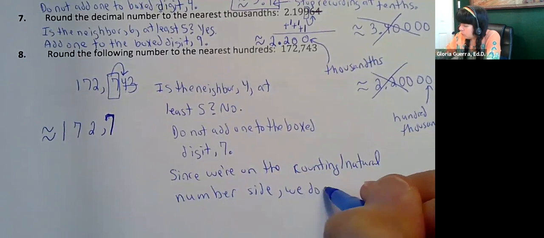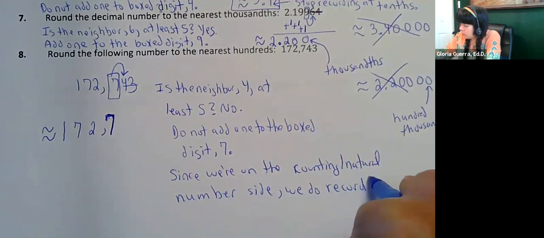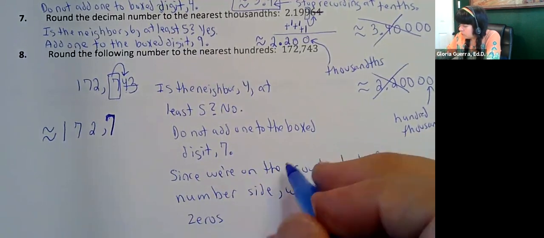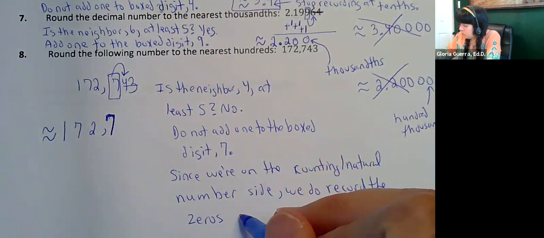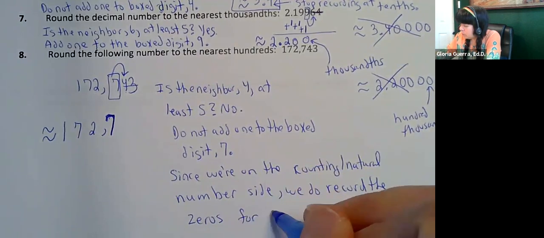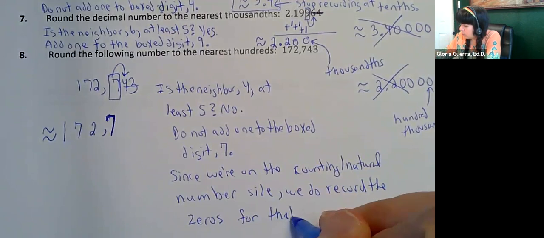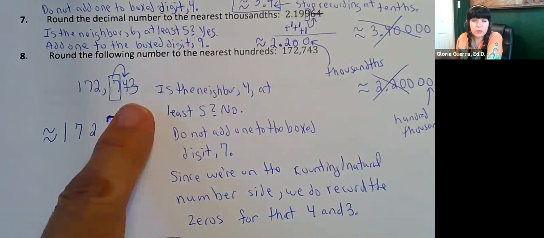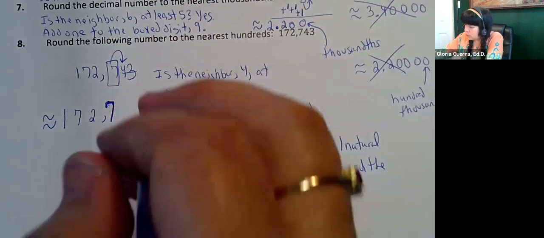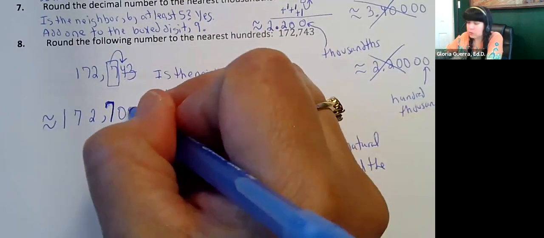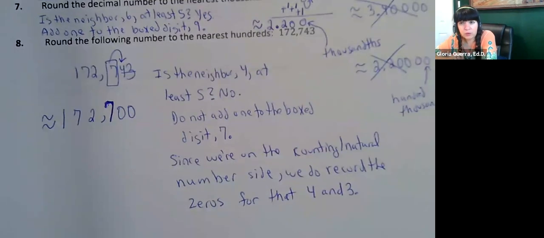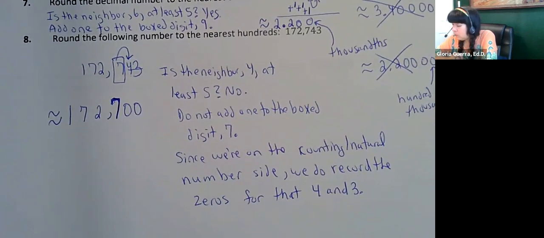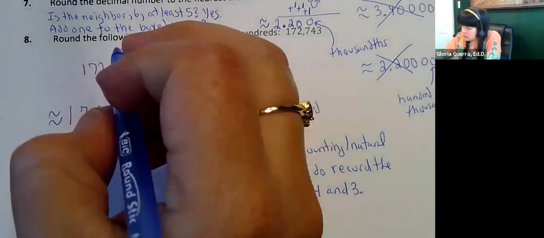We do record the zeros for that 4 and that 3. So that 4 and 3, that zero out, you do put the 0 for the 4 and you do put the 0 for the 3. You do that here because we're on the counting natural side. Because if you don't do that, this is our answer.